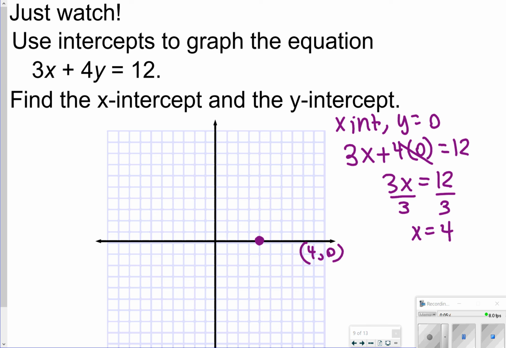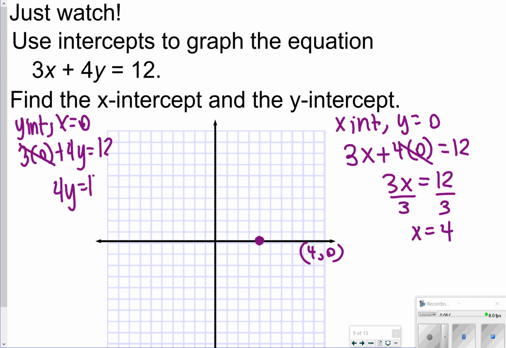Then my y-intercept, I'll do that here on the left screen. For my y-intercept, I would need x to be equal to 0. So instead of 3x, I'm going to say 3 times 0 plus 4y equals 12. 3 times 0 is just 0, so that cancels out. So I have 4y equals 12. And when I divide both sides by 4 to get y by itself, I get y is equal to 3.